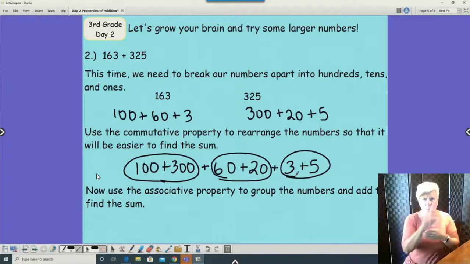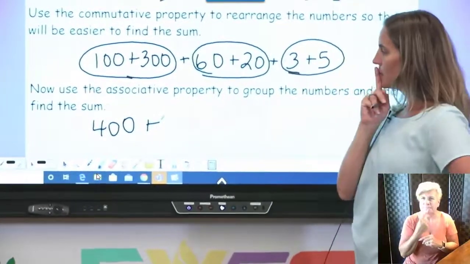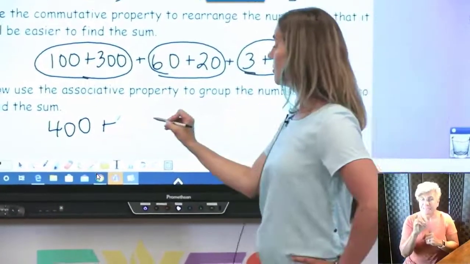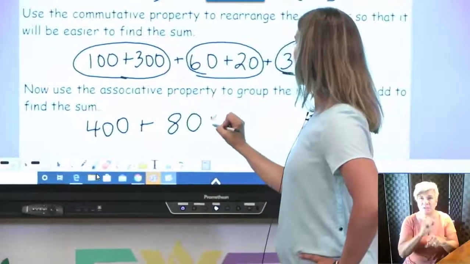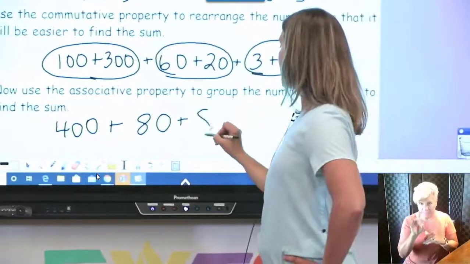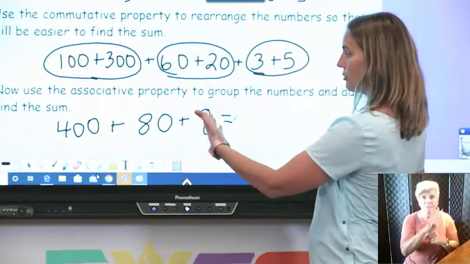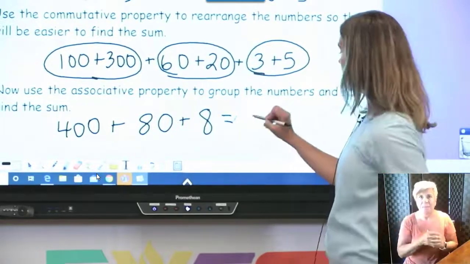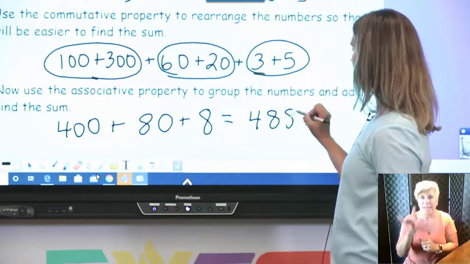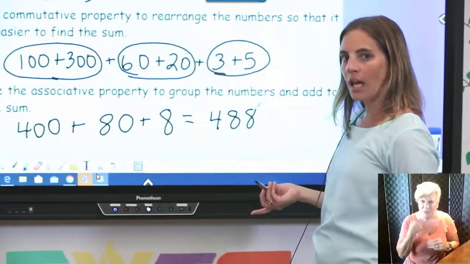I've got 100 plus 300. Are you thinking 400? Because I am. All right. I've got 60 plus 20. Are you thinking 80? Good job. All right. And last but certainly not least, 3 plus 5 is 8. Perfect. Okay, now all we have to do is add those together to get our final answer. So 400 plus 80 plus 8, squish them all back together and you get 488. Great job.